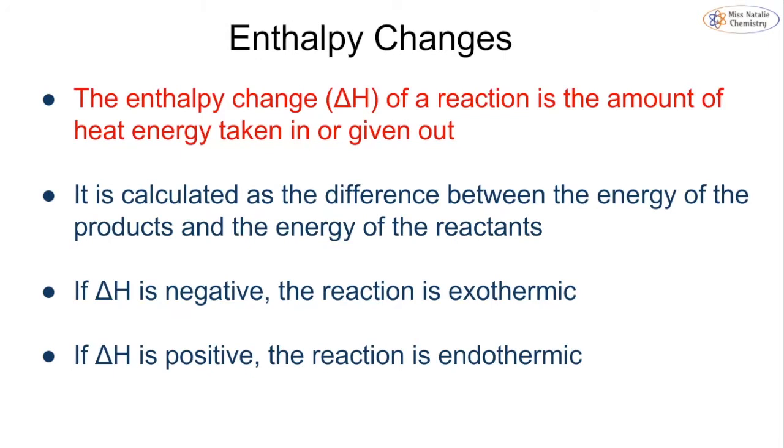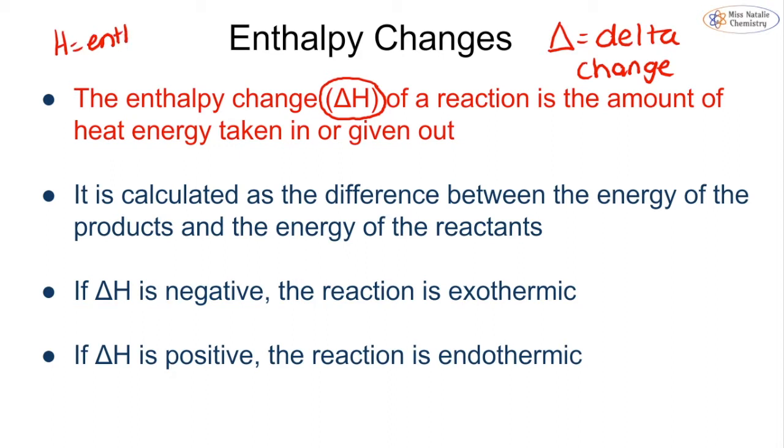Now we can talk about the change in energy in terms of something called the enthalpy change, and it is given this unit here, which is delta H. So the triangle is the Greek letter delta, and it just means change. And the H is the term that we use for enthalpy. So delta H means the amount of heat energy that is taken in or given out in a reaction. And it is calculated simply by looking at the difference in energy between the products and the energy of the reactants. And we're going to look at an equation that we can use to help us figure this out.